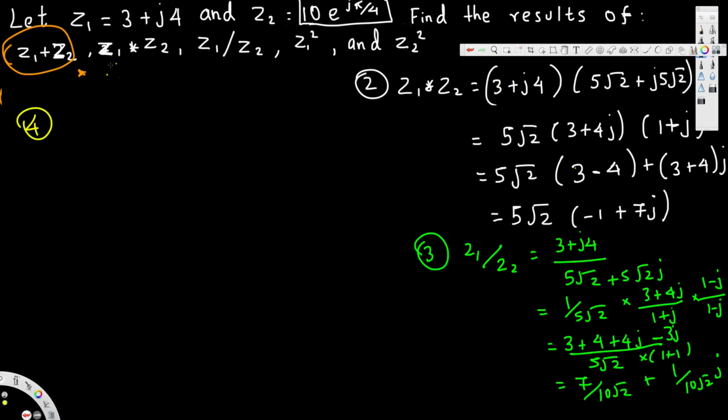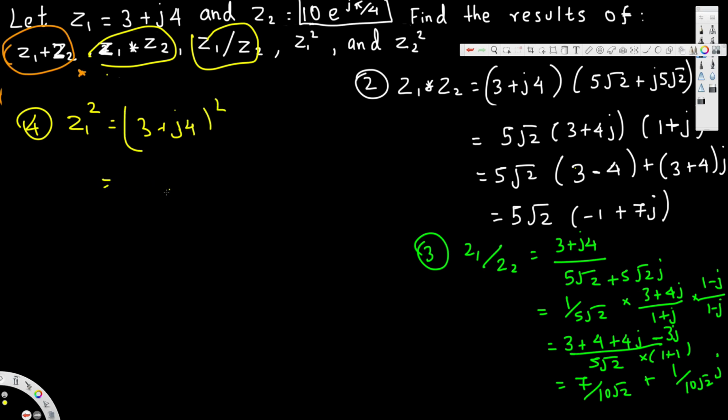Now the fourth one, we have done 3 parts. Fourth one is z1 square. z1 is 3 plus j4, squared. And this is going to be just 3 square, that's 9, plus 24j plus 16j square, and that one is 9 plus 24j minus 16, and that gives us minus 7 plus 24j.